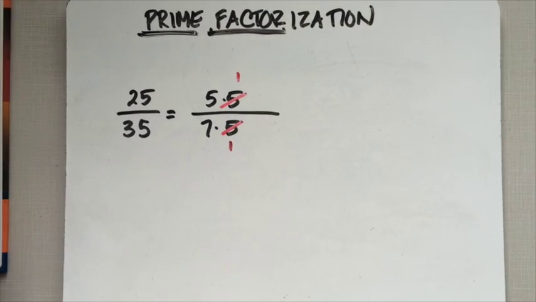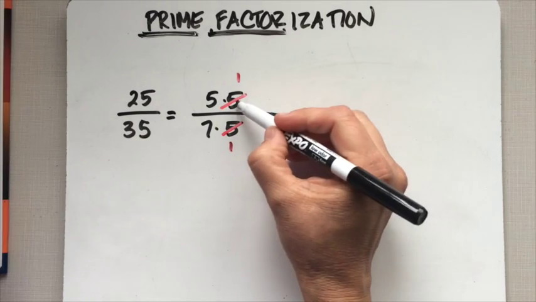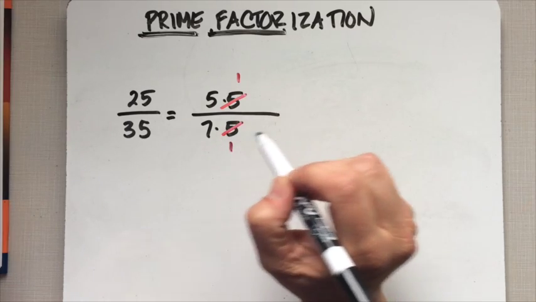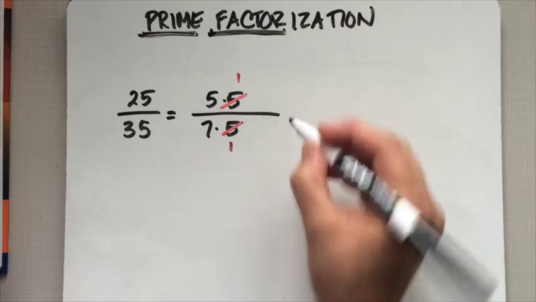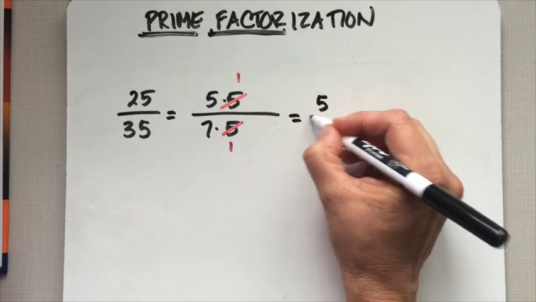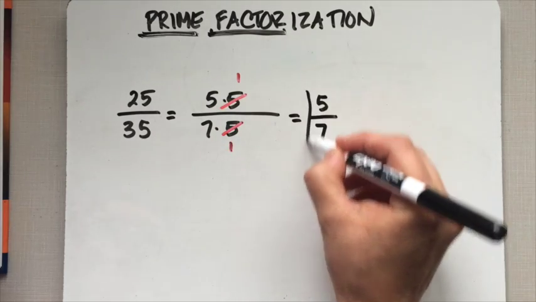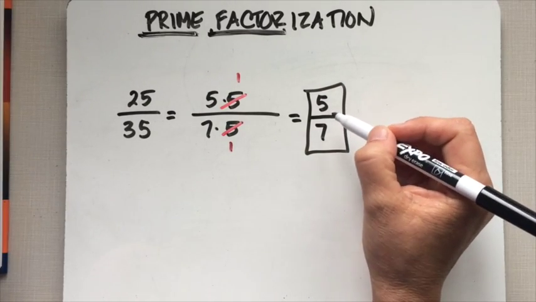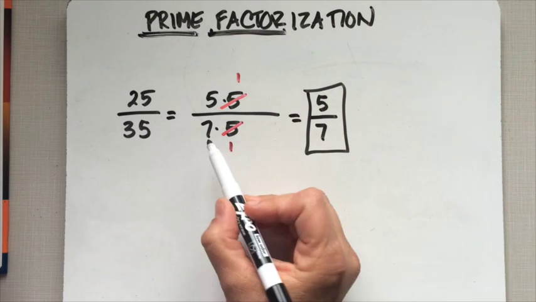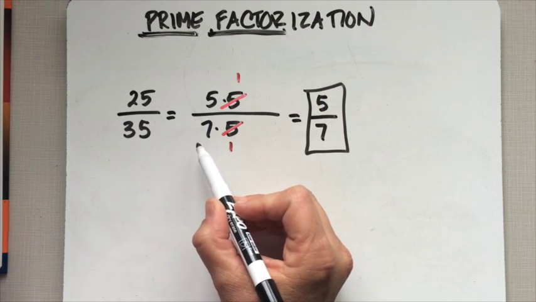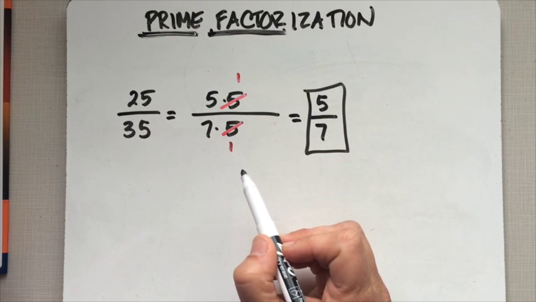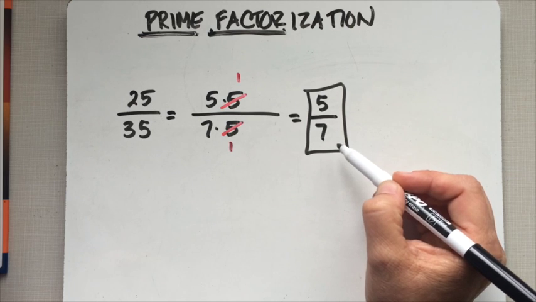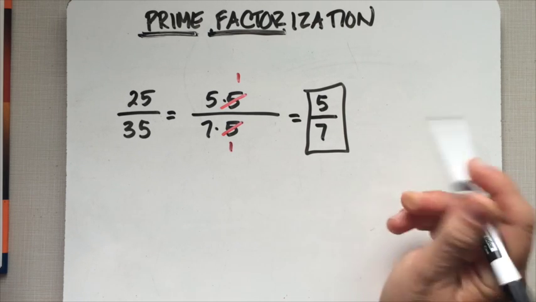Please remember, when you cancel numbers, you're replacing them with a 1. They're not 0, they're not gone, they're replaced with a 1. So my numerator is now 5 times 1, which is 5, and 7 times 1, which is 7. And I don't have to wonder, I don't have to do any more checking. Is there anything else I can divide? If you get all the way down to primes and cancel the factors that are identical in the numerator and denominator, you are absolutely, definitely done. There is no further checking required.